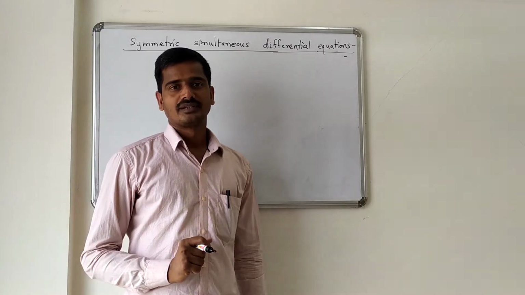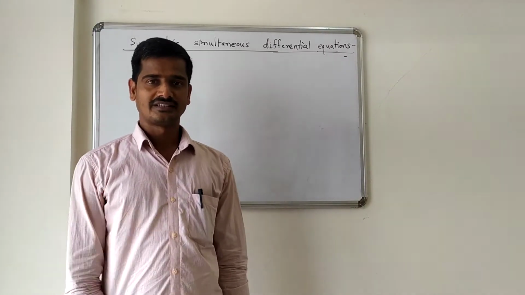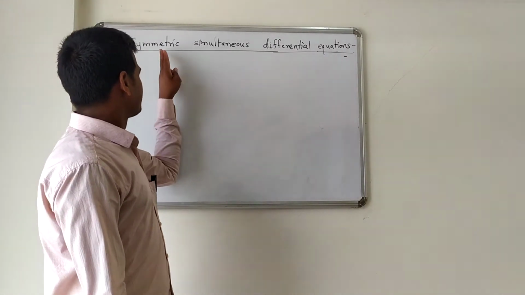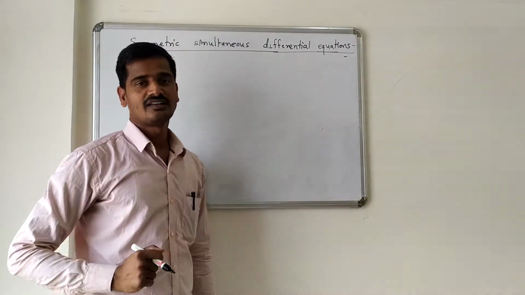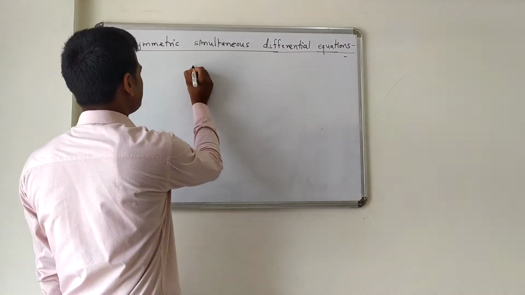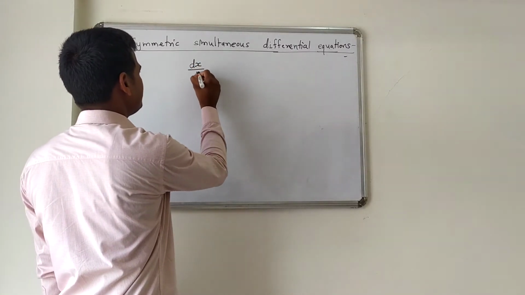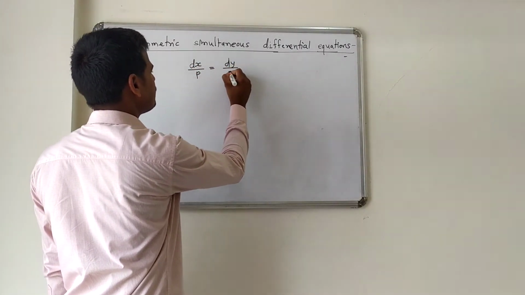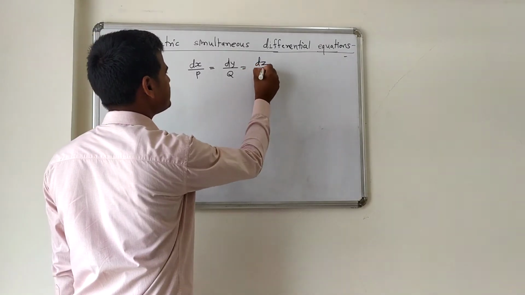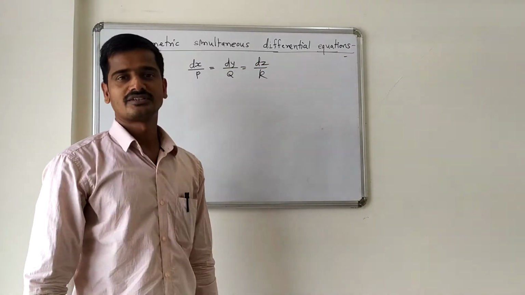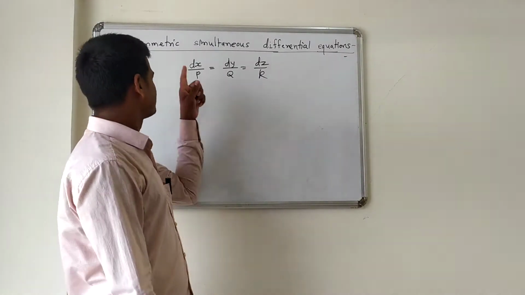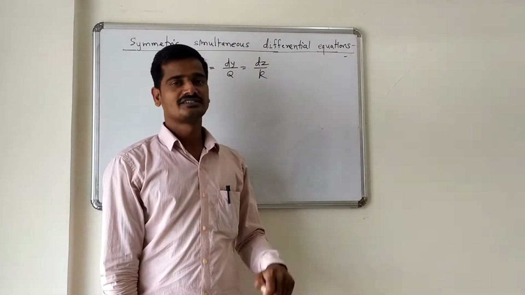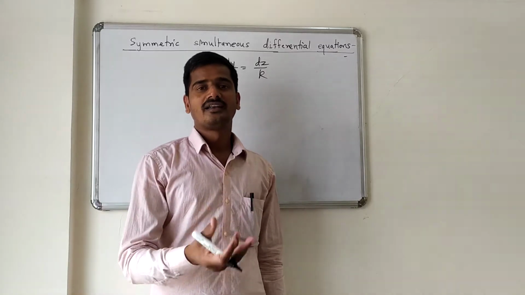Hello everyone. In today's lecture, we are going to discuss this concept, symmetric simultaneous differential equation. So as we know, dx upon P is equal to dy upon Q is equal to dz upon R, where P, Q, R are functions of x, y, z. In fact, I explained the concept of symmetric simultaneous differential equation in my earlier class.